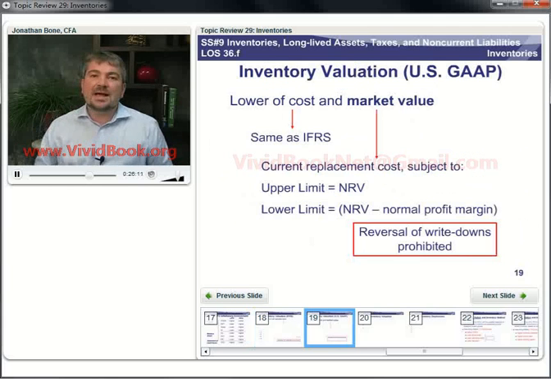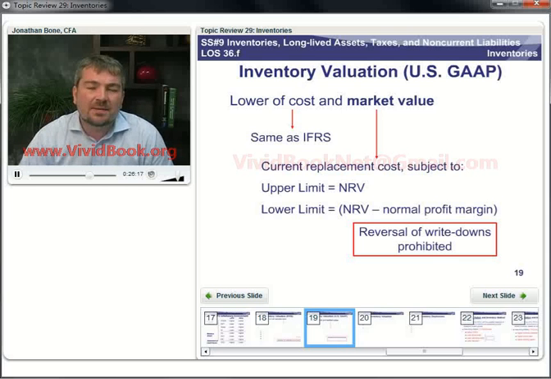Let's look at US GAAP. It's a similar rule to IFRS, but not quite the same. US GAAP uses the lower of cost and market value. Now, cost is the same as IFRS. It's the standard cost of getting your goods into their current location and condition. Market value is slightly different though. Market value is going to be the replacement cost, the cost of replacing your ending inventory.